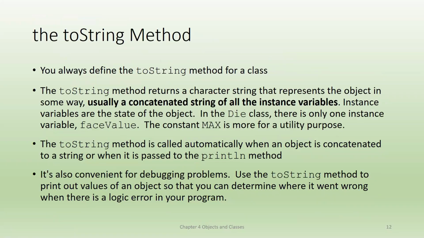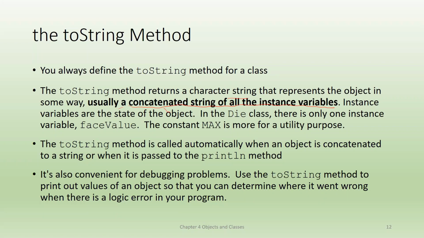The toString method, I already discussed the toString method. You always define the toString method for the class. Let me ask you this question: what does the toString method return? A character string? Yes, a string, a concatenated string of all the instance variables. The toString method returns a character string that represents the object, the description of the object.